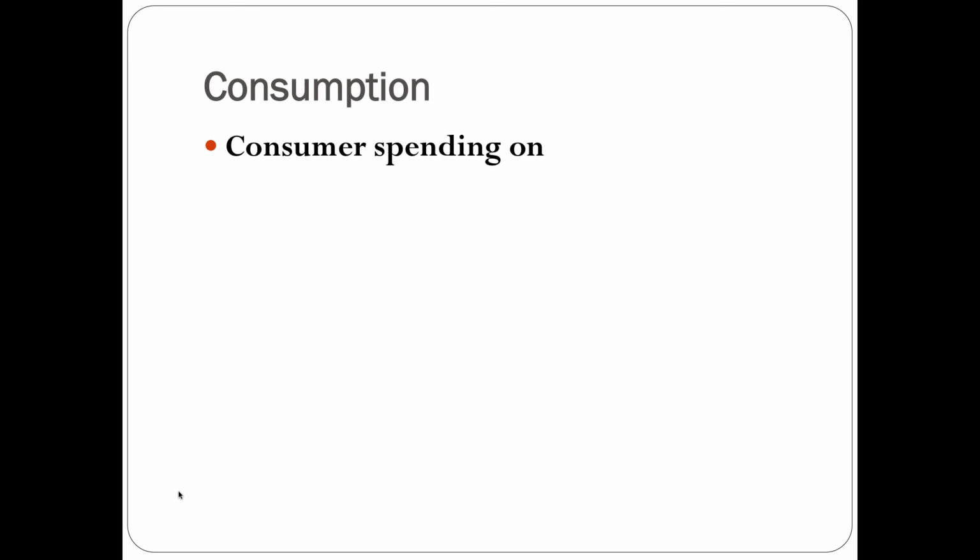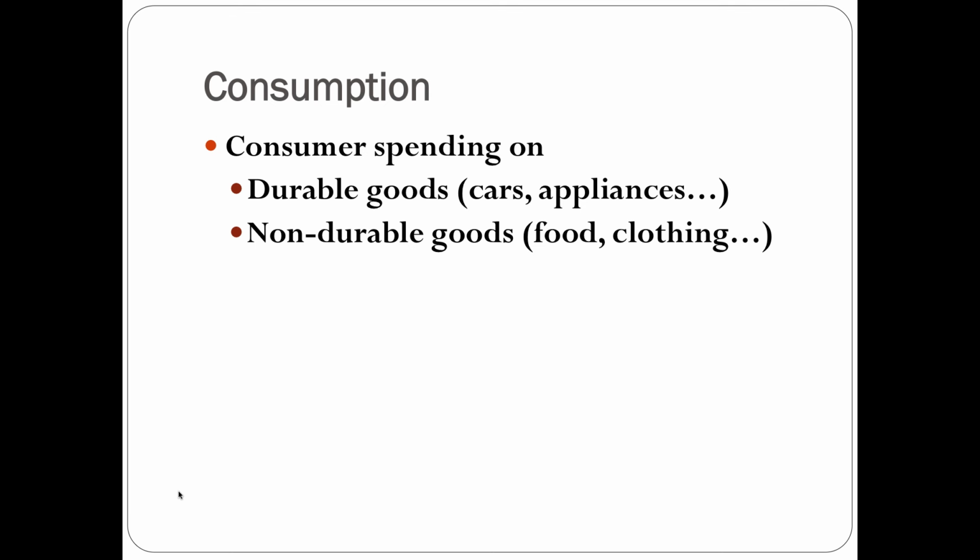So let's start off with consumption. Consumption is consumer spending on durable goods, such as cars, such as appliances. You have non-durable goods, like food and clothing, stuff that is not as durable as, say, cars or appliances. It's also spending on services: plumbing, college, accounting services, whatever it might be.